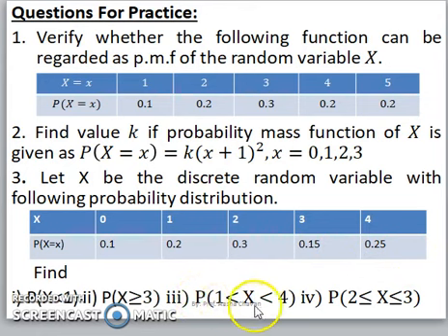Then probability for x lying between 1 and 4. Lying between 1 and 4 means we just have to calculate the probability for x equal to 2 plus the probability for x equal to 3. Then next is the probability for x lying between 2 and 3. Here, as we have the less than or equal to operator, we have to include both the values. So it is nothing but the probability for x equal to 2 plus the probability for x equal to 3, that is 0.3 plus 0.15. The answer is 0.45.